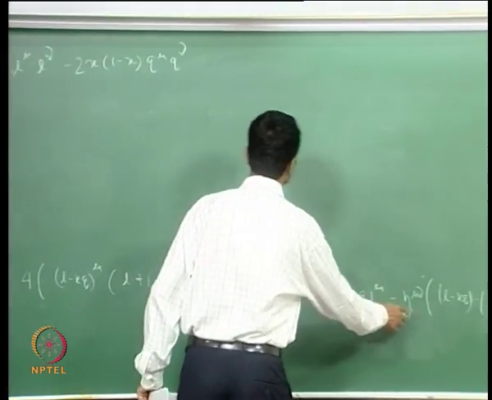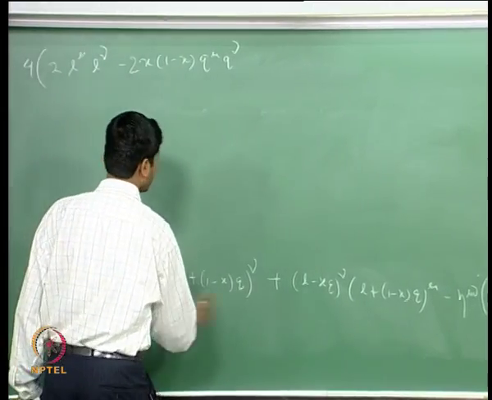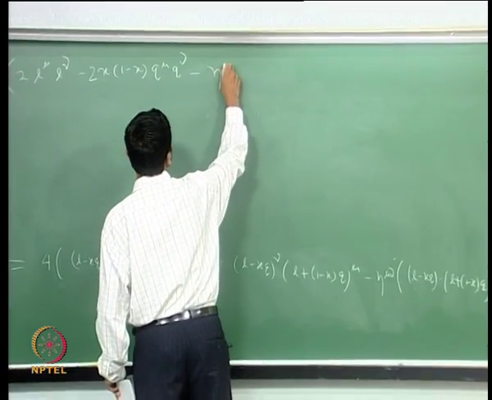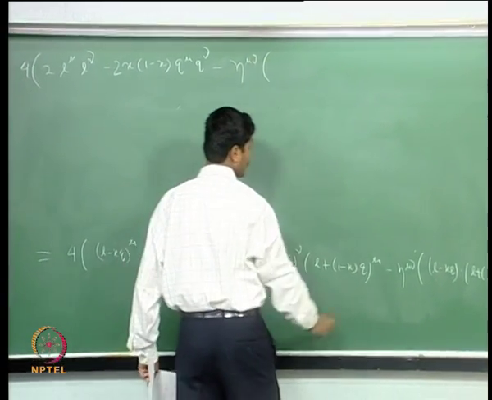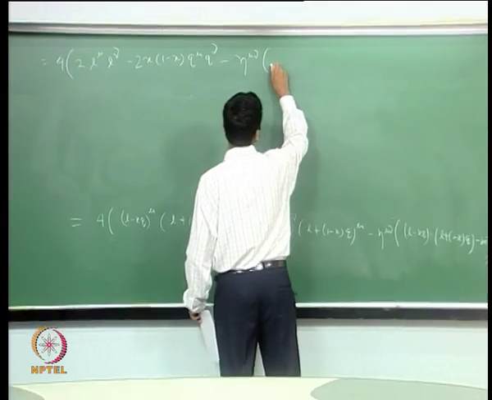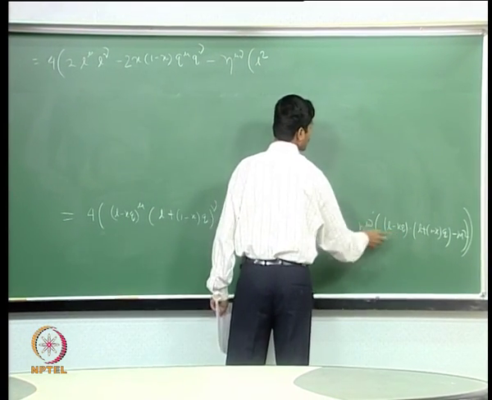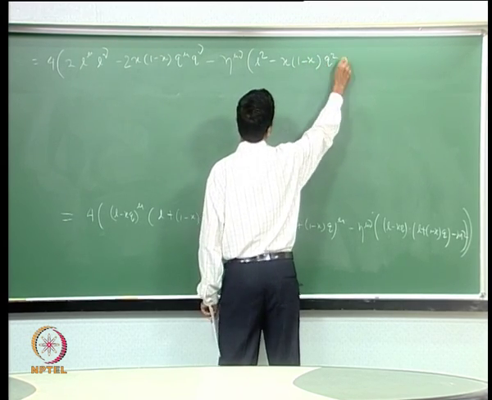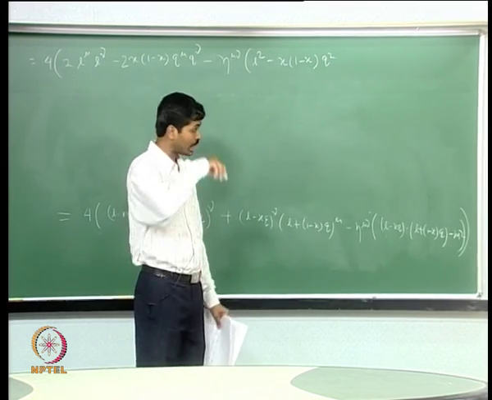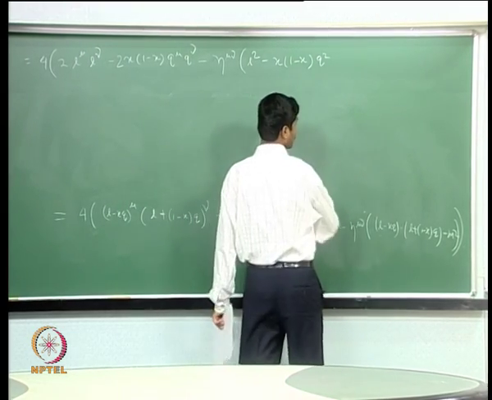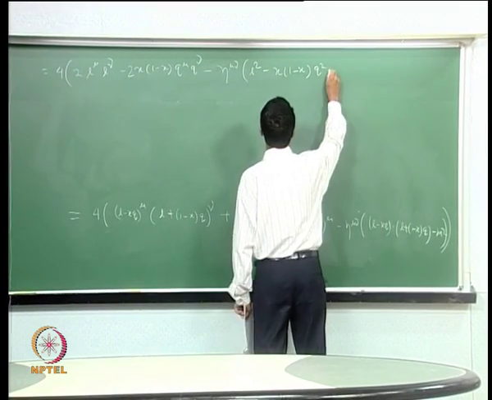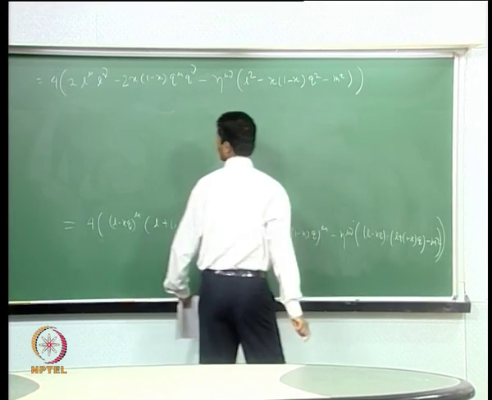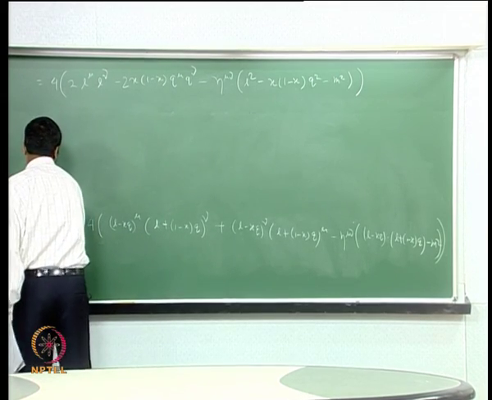Finally, this is the contribution from these two terms, and this term here will give me minus eta mu nu times, here it is L square, then minus x into 1 minus x q square. The other two terms are linear in L, so I will not write them, and finally, minus m square. So, this is what I have for the numerator.